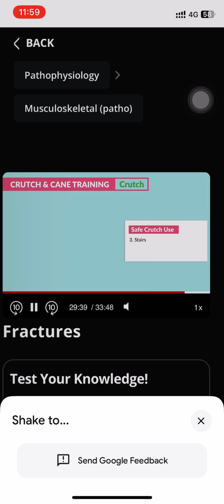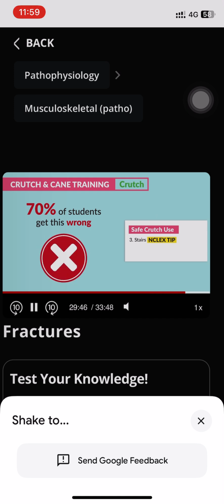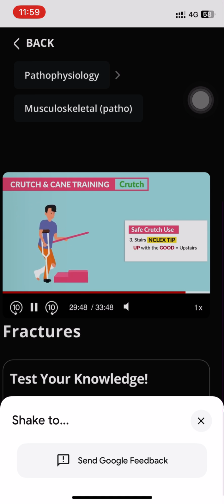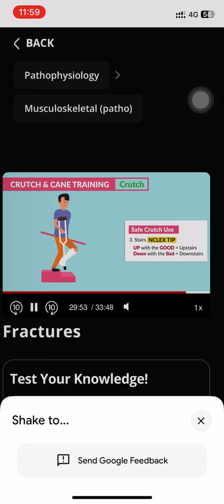And number 3 is the stairs. Big NCLEX tip here. So write it down. Nearly 70% of students get this wrong. The memory trick we use is up with the good leg when you're going upstairs and down with the bad leg when you're going downstairs.